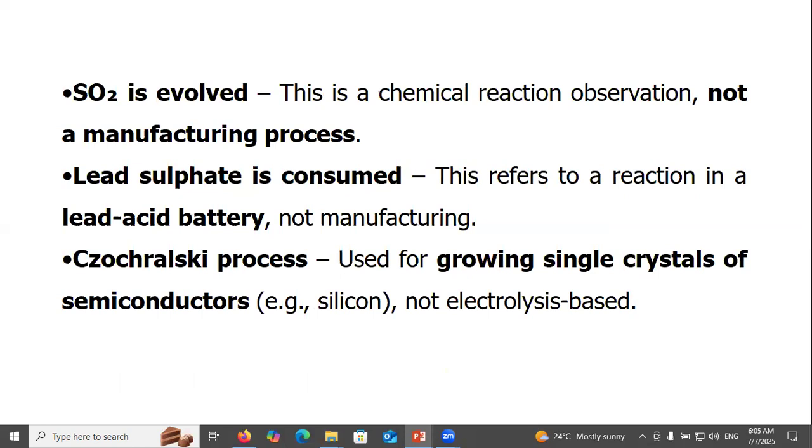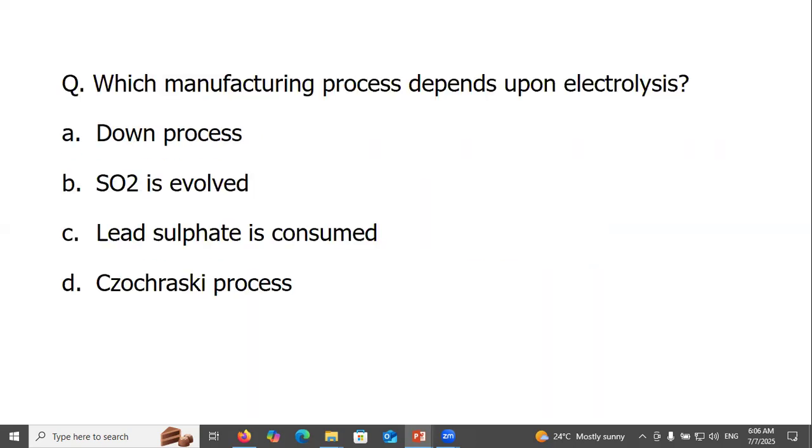Sulfur dioxide is evolved is a chemical reaction observation, not a manufacturing process. Lead sulfate is consumed refers to the reaction in lead acid battery manufacturing. The Czochralski process is used in growing single crystals of semiconductors, not electrolyte based. So, the manufacturing process that depends upon electrolysis is the Downs process.